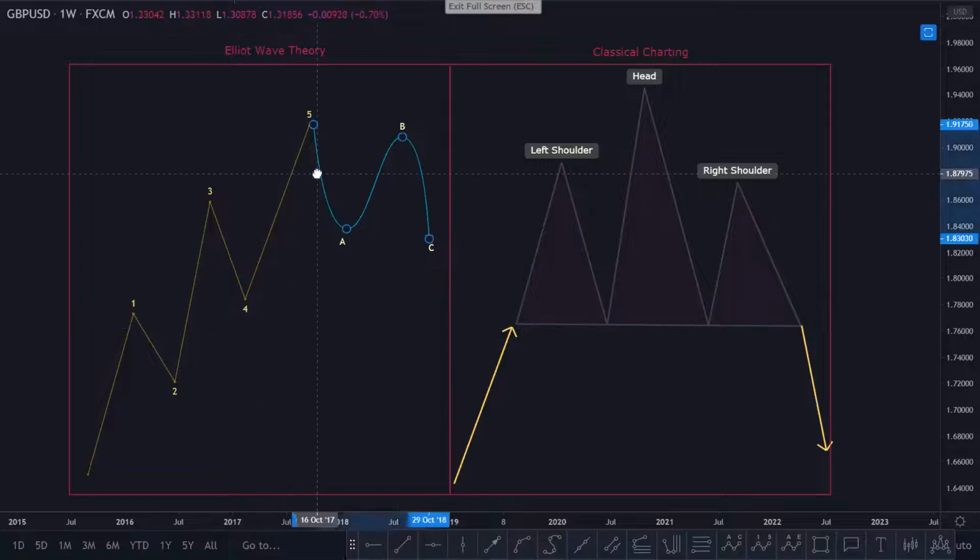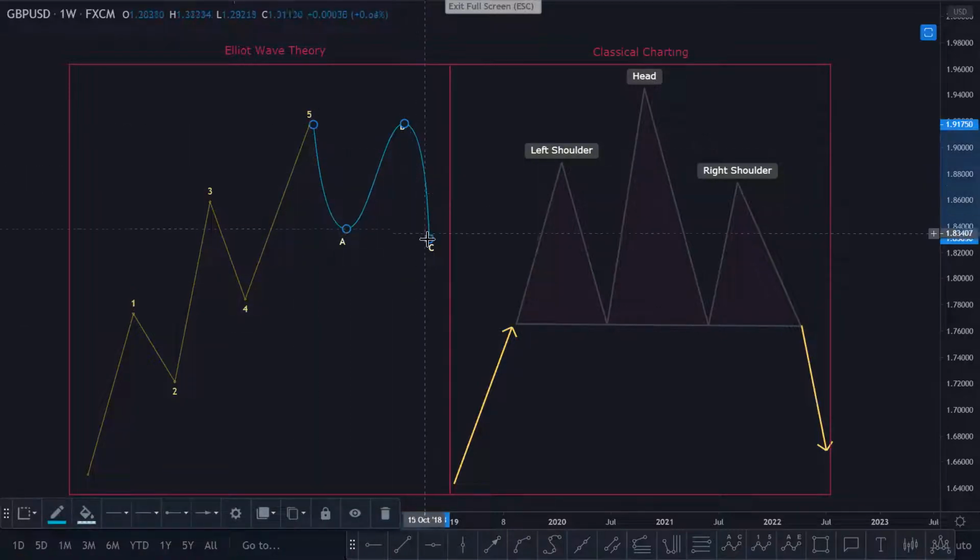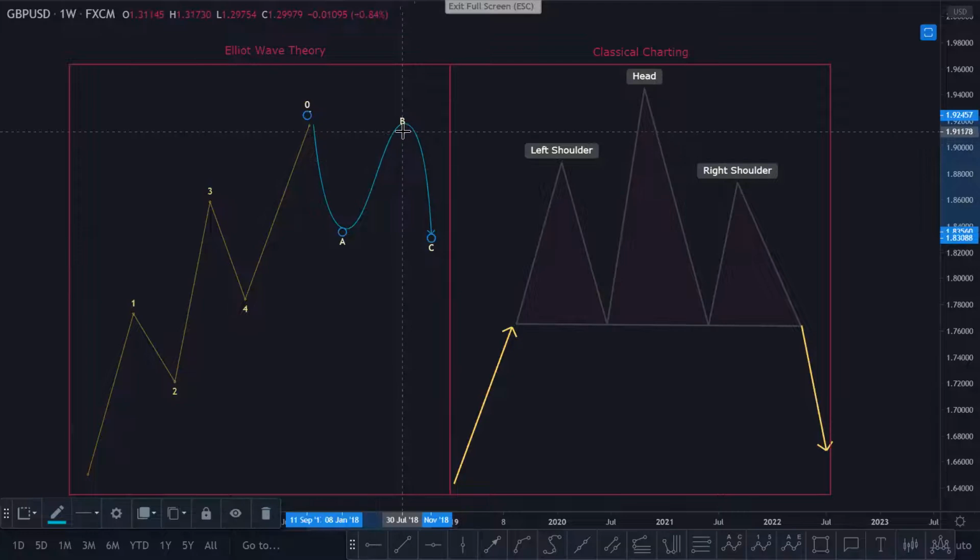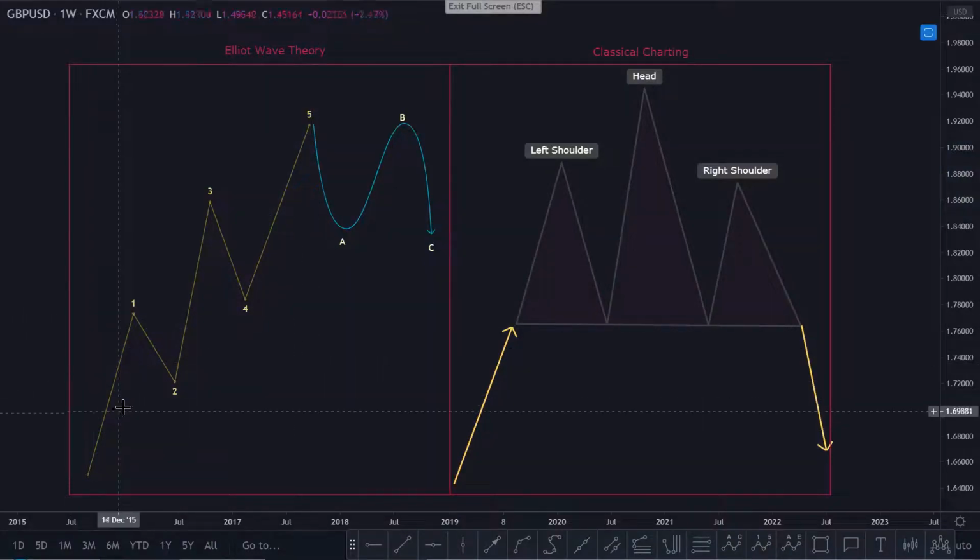Then he also talks about corrective patterns at the end of each price wave, which he calls ABCs, or also ABCDE when it comes to triangle patterns. Okay, so Elliott wave theory talks about price waves 1, 2, 3, 4, 5, and ABC corrections.